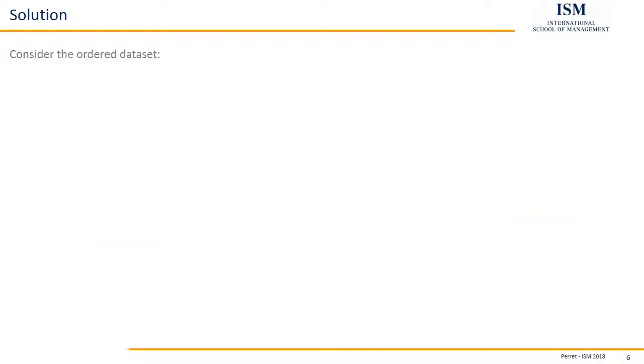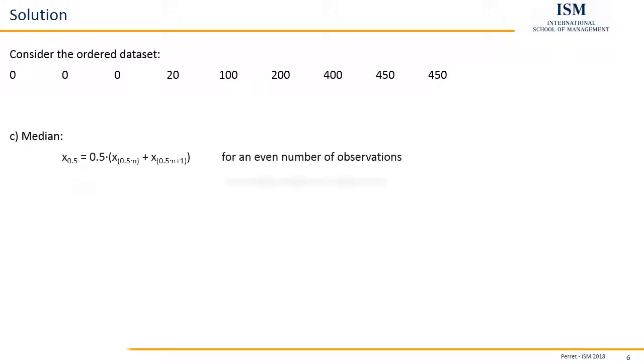For part C, for calculating the median, we however have to do a little bit more. First off, we again consider this ordered data set, and for the median we need to take care that we select the right formula, because for the median we have 2 different formulas. And well, the selection of the right formula depends on whether we have an even or an odd number of observations. Here, as we mentioned before, we have a number of observations of 9, so an odd number, meaning we need to use the second formula.